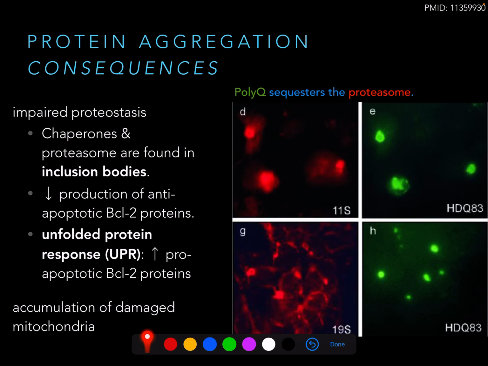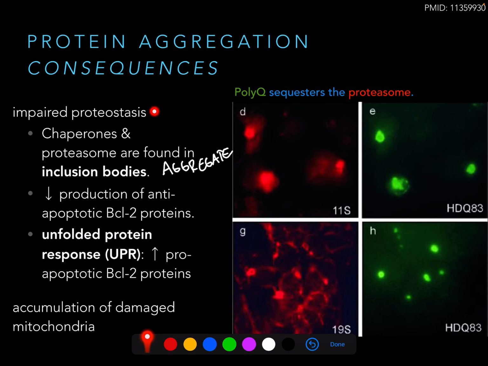These little bright bodies are what we call inclusion bodies. That's just a fancy term you need to know. When you see inclusion body, you should simply think it's a protein aggregate. That's it. Nothing more than a big ball of aggregated protein.